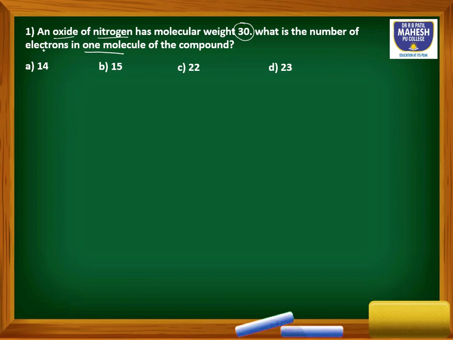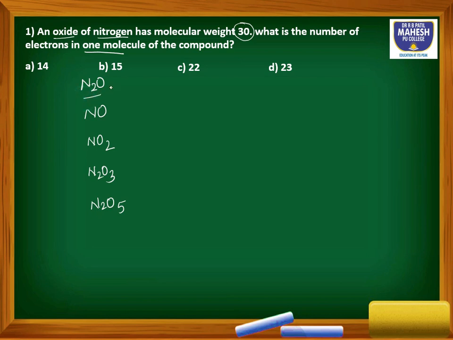Now let us write the oxides of nitrogen. We have many oxides. The first one we are going to write is nitrous oxide, N2O. It is also called laughing gas. The next oxide of nitrogen is NO, nitrogen monoxide, also called nitric oxide. Next, nitrogen dioxide, dinitrogen trioxide, dinitrogen pentoxide. We can write.